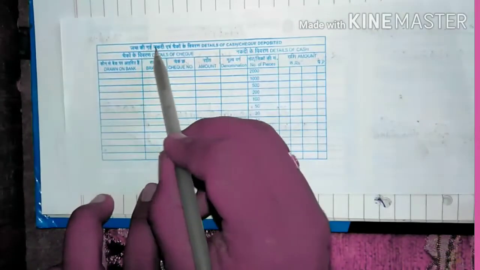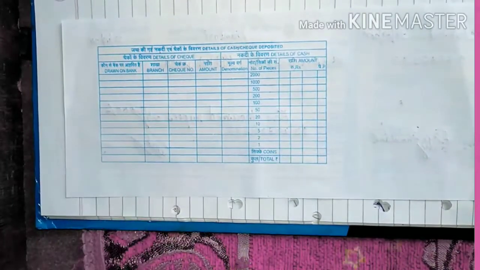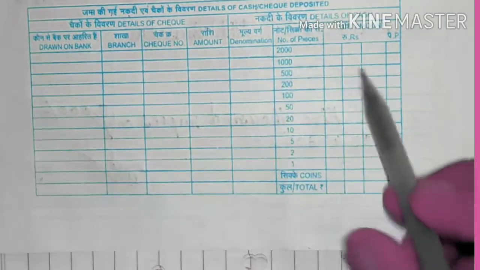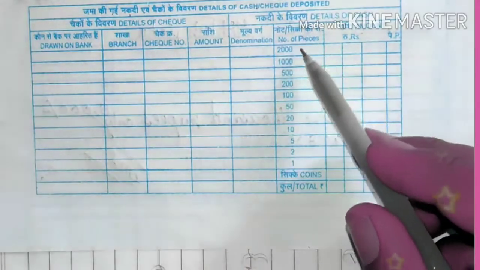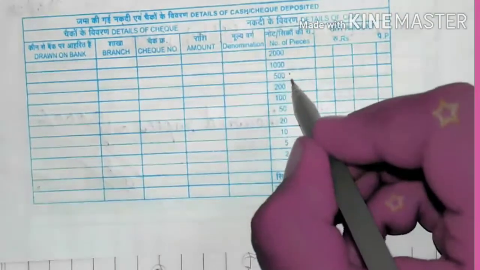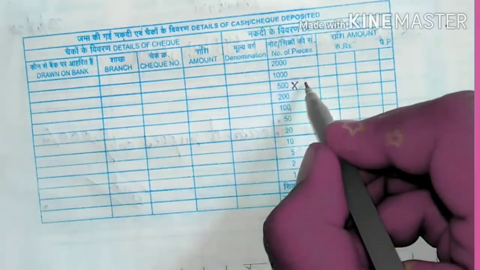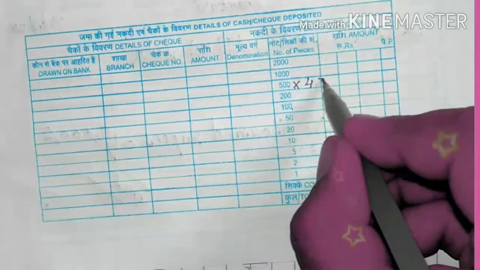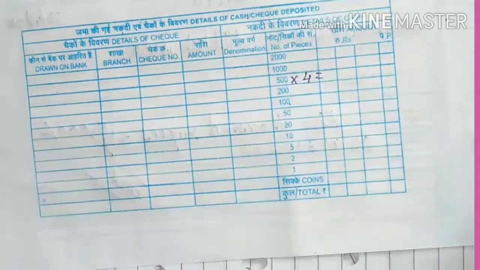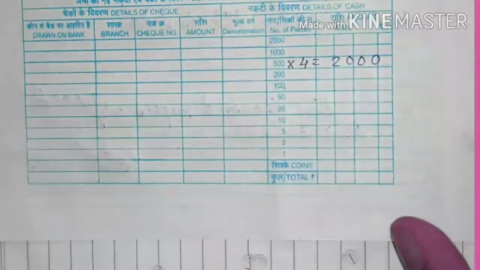What is written here? जमा की गई नगदी, or whatever money you will deposit. Okay, so there is written, number of pieces of notes and coins you have given. So whatever you have given, suppose you are giving 500 rupees notes, so how many are you giving? That is 4 notes. So you have to total 500 into 4, that is 2000. So you are writing here 2000 rupees.